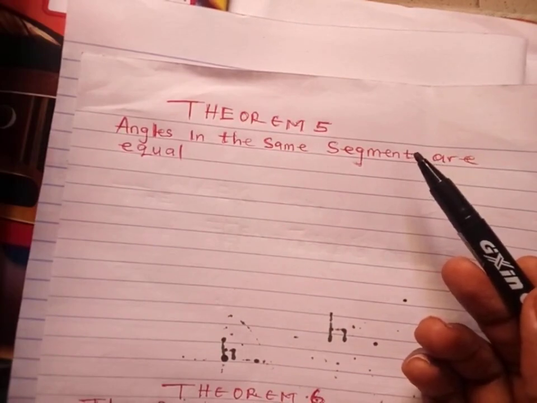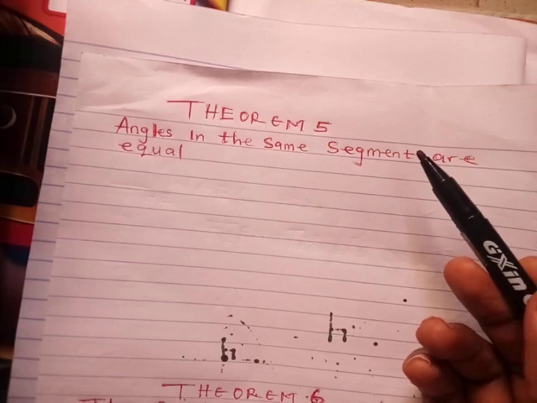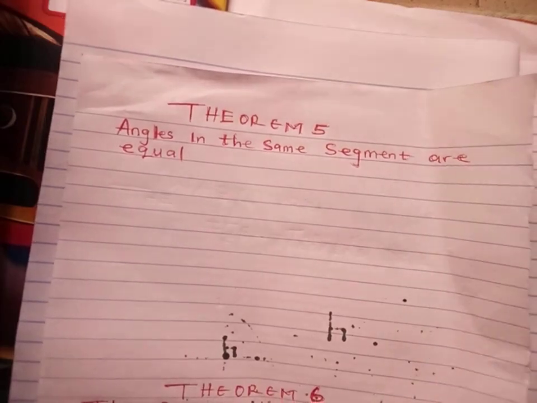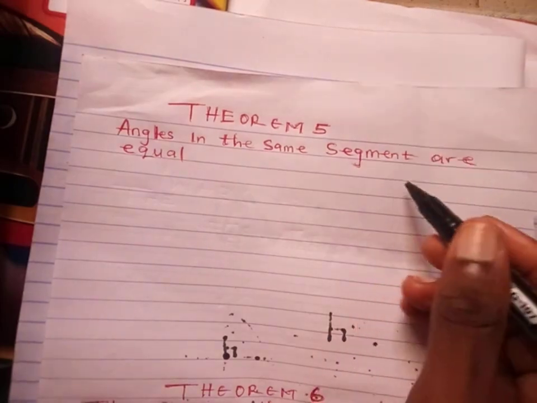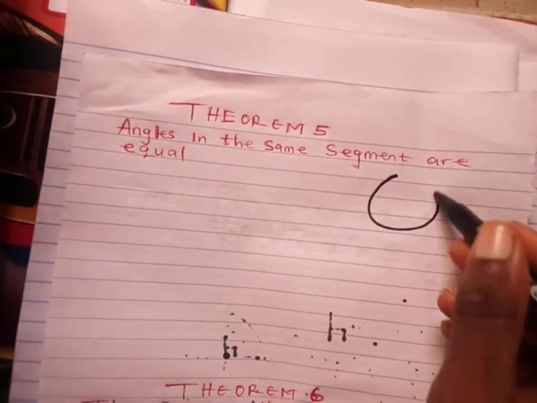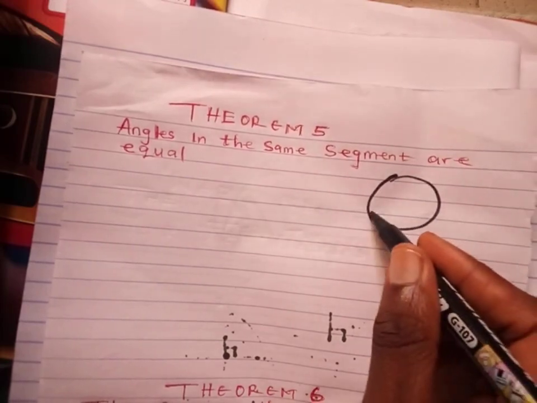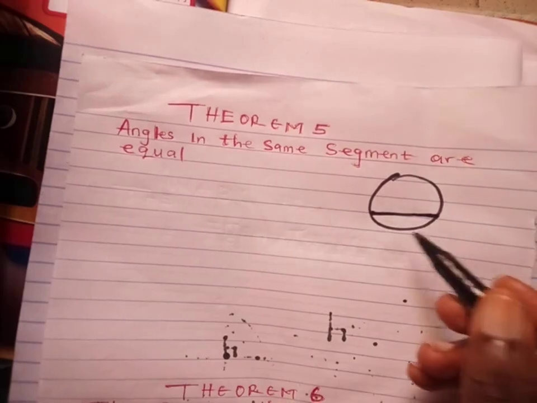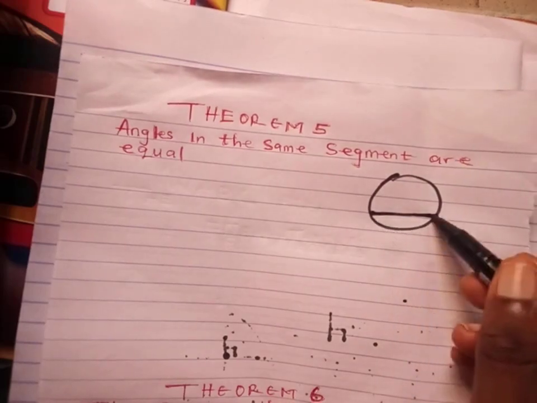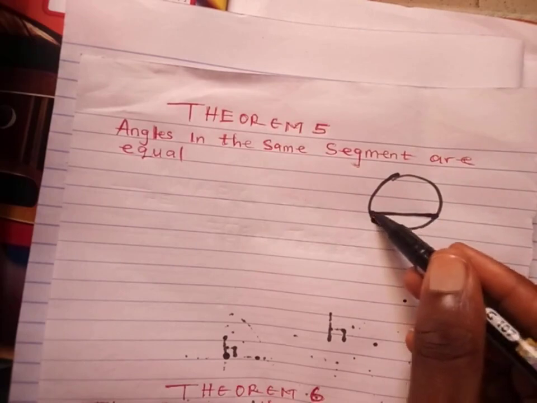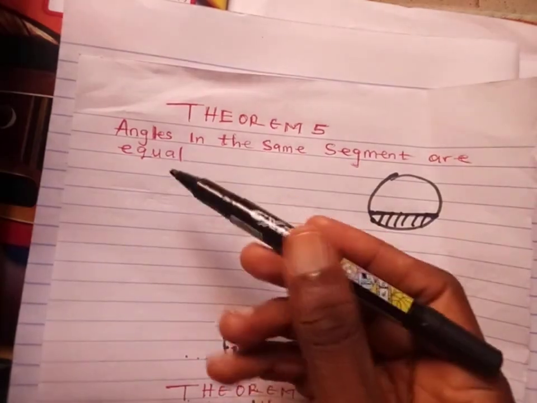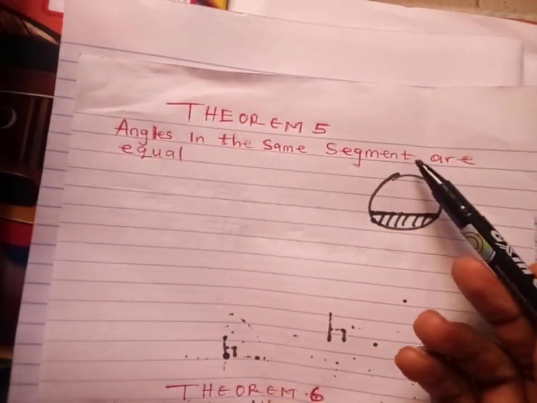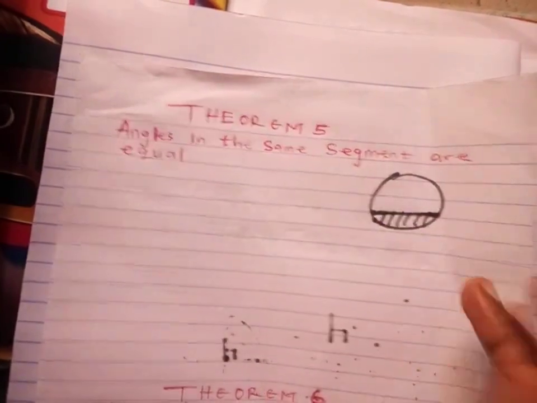Now the question is, what then is a segment? Remember that a segment is bounded by a chord and an arc. So when you have a circle like this, a segment is that part of the circle that is bounded by an arc and a chord. So this is the segment. Now the law is saying that angles in the same segment are equal.